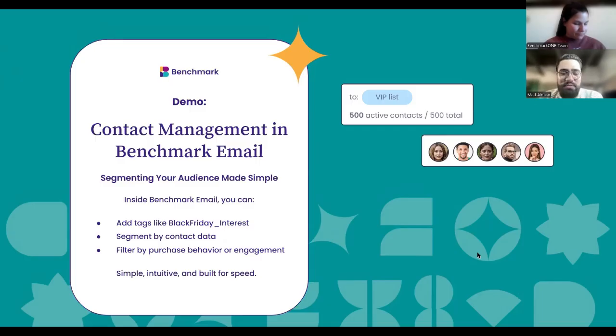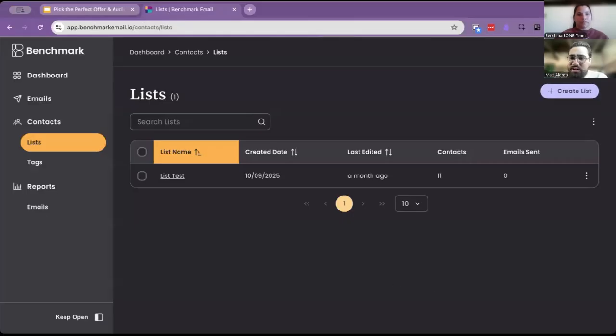So I'm going to show you real quick how you can create those types of segments based on different information you have about your contact. First, I'm going to show you how you can add a tag. So let me share my screen with you real quick. Okay. Can you all see my Benchmark account? Let's see. I think you're on the demo page, right? Yes. Yeah, we can see your screen.